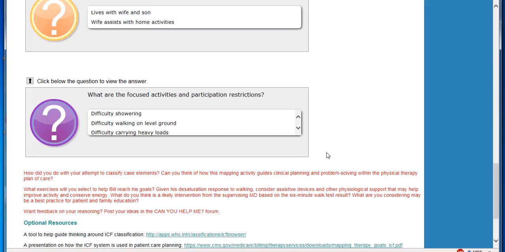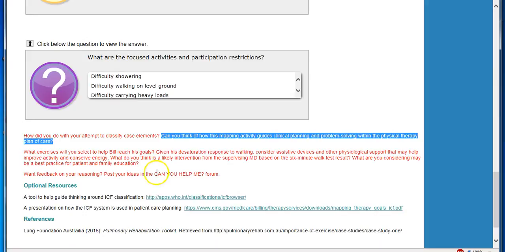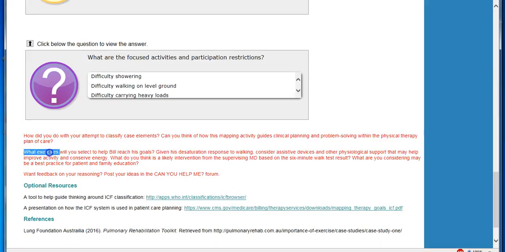Your next step in this active learning process is to self-assess. How did you do when you went to classify elements within the case to the ICF model? And then just reflect on how you think this will help guide your thinking when you're implementing the physical therapy plan of care. Next, what I'd like you to do is think, what exercises will you select?